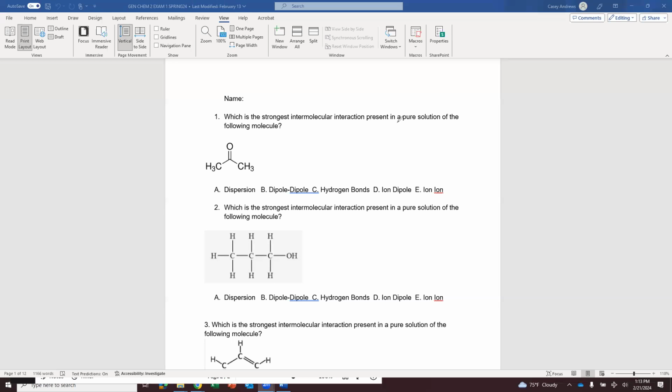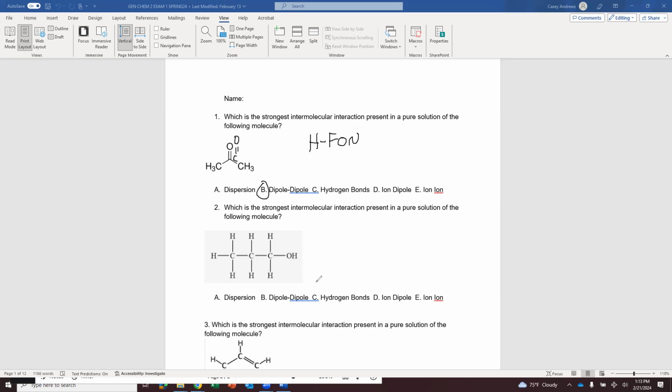All right, in this video, we are going to look over our first test. First questions are all about intermolecular strength. Here we have a carbon bound to an oxygen. That's a polar bond. There's no hydrogen bonds. Remember, hydrogen bonds need hydrogen bound to F, O, or N. I don't see that. Since it's just polar, that's dipole-dipole.